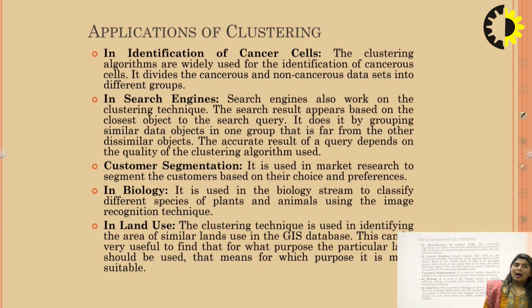Next is what are the applications of clustering algorithm? We can use the clustering in identification of the cancer cells. Basically, we can find out which type of cell is having cancer, having the properties of the cancer. We can also detect in the medical field. In search engines, basically, they also work on the clustering criteria. They identify the keywords. The search result appears based on the closest object to the search query.